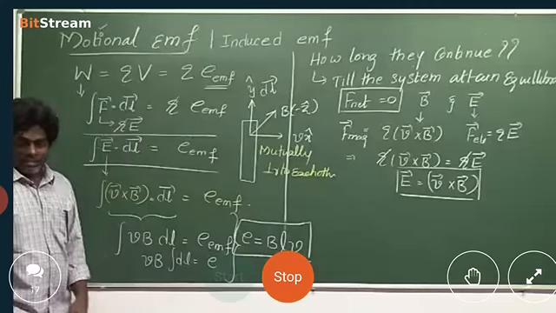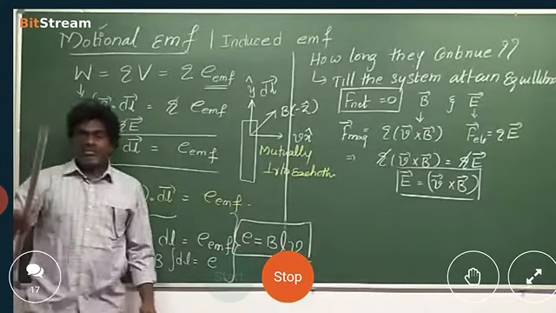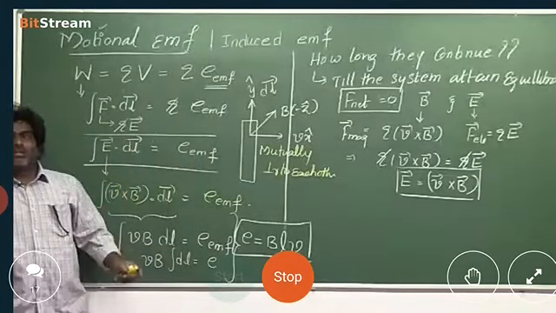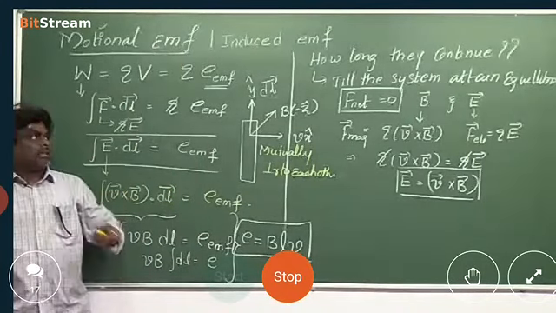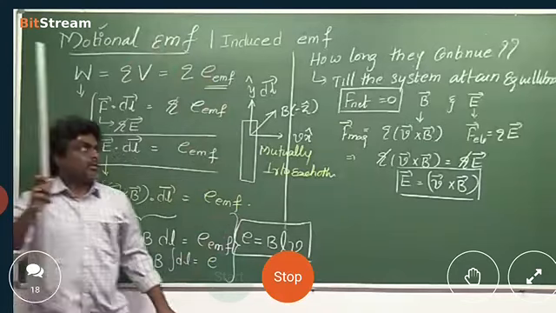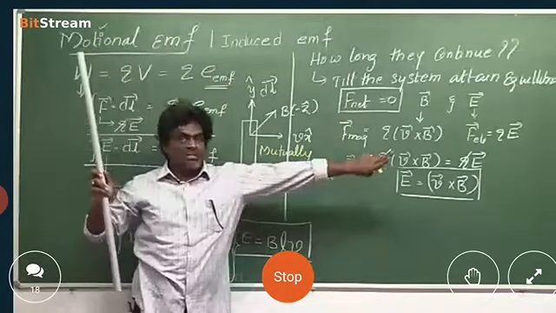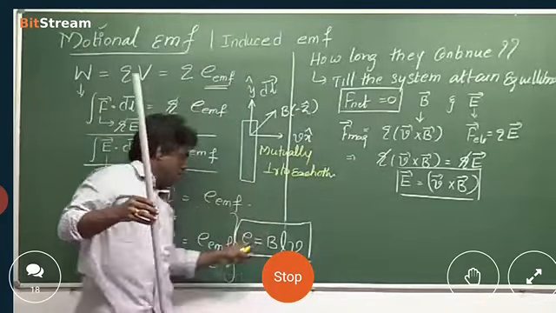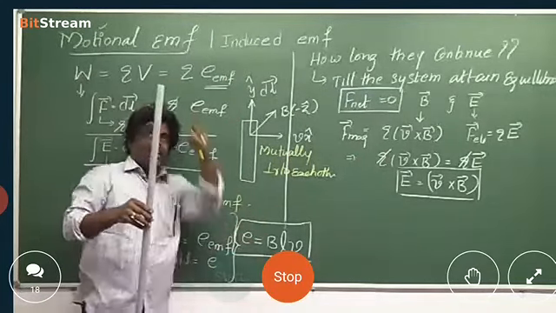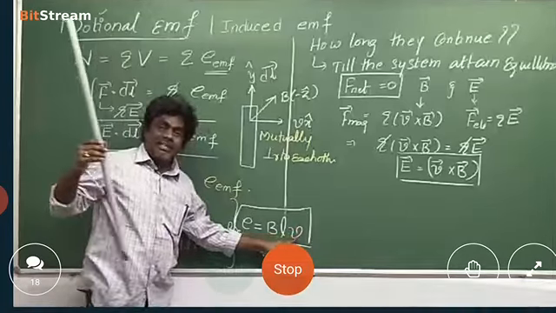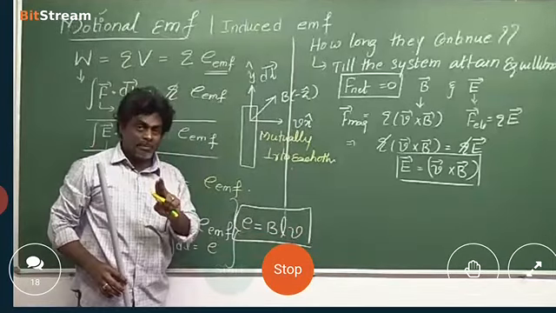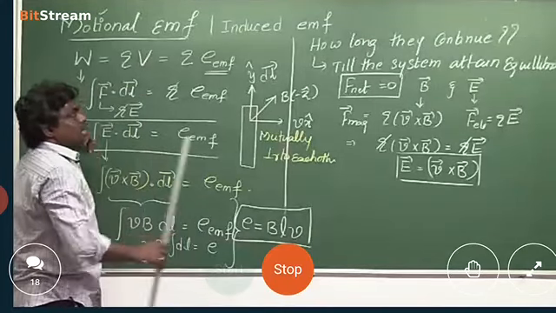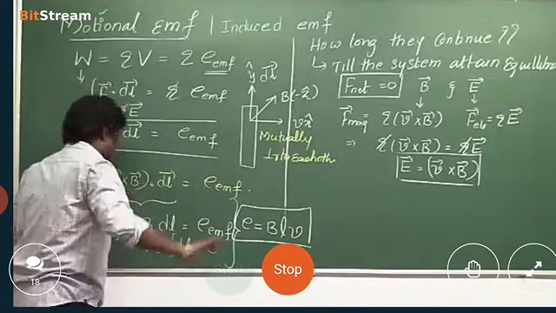That's it. Means if this is a conductor of length L, and here we have a magnetic field, and the rod is moving like this with velocity V, then how much EMF is developed here? BLV. B is the magnetic field, L is the length of the rod, and V is the velocity. Three factors it depends on: B, L, V. Got it?